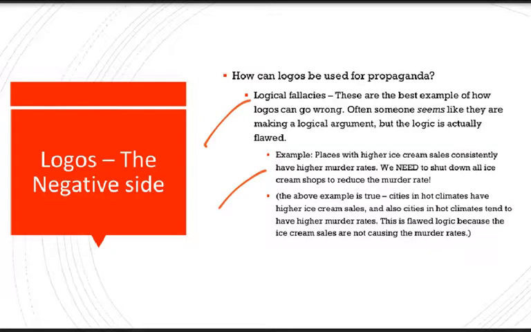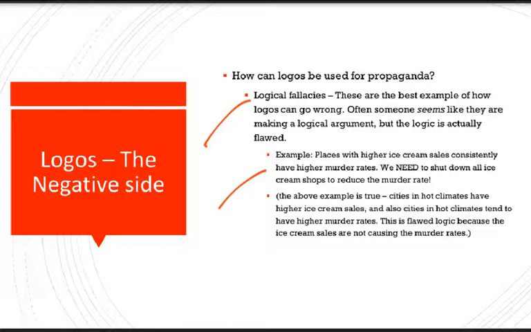So here's an example. This is very true, by the way. Places with higher ice cream sales consistently have higher murder rates. So this is kind of a silly example, but somebody might make that claim. They might use that as their logical reasoning for why we need to shut down all ice cream shops, right? Because clearly there's a connection between the two. Places with higher ice cream sales have higher murder rates. Some people might see this logical argument and say, oh, okay, true, yeah. Clearly we need to shut down ice cream stands.